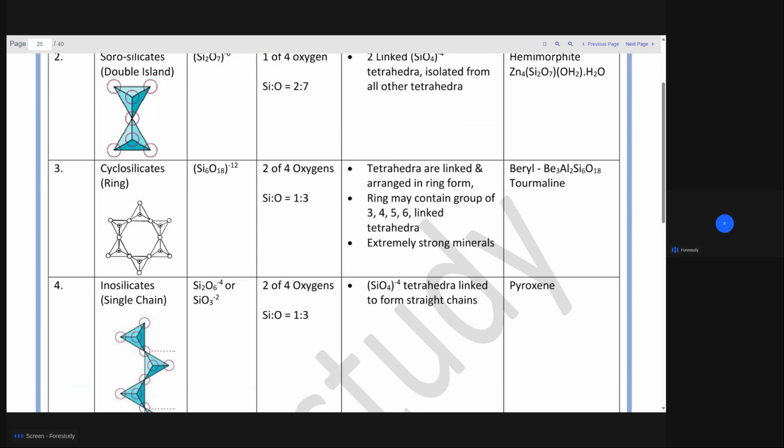The Si to O ratio is 1 is to 3. Tetrahedra are linked and arranged in ring form. A ring may contain a group of 3, 4, 5, or 6 linked tetrahedra. These are extremely strong minerals.